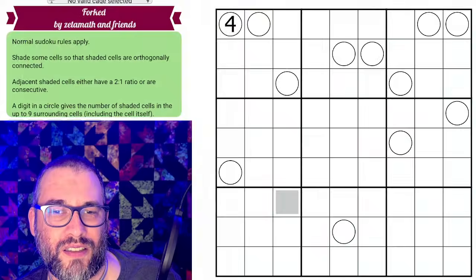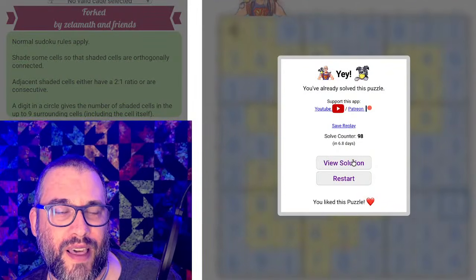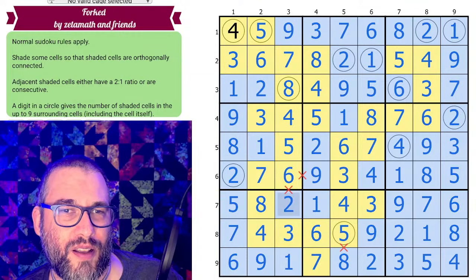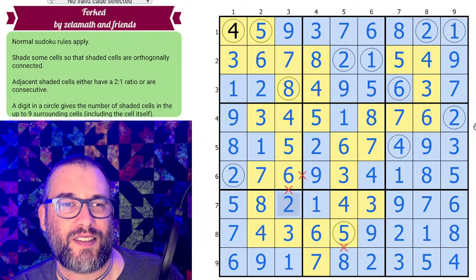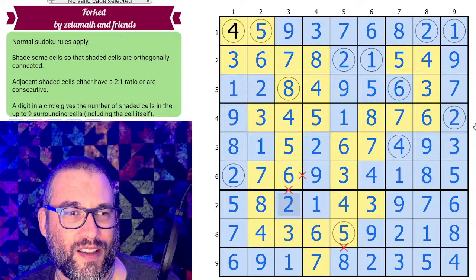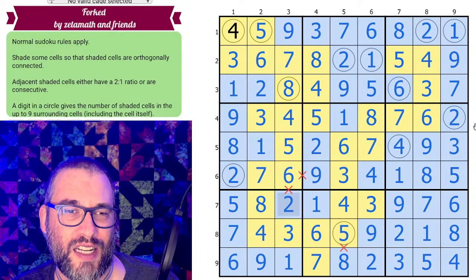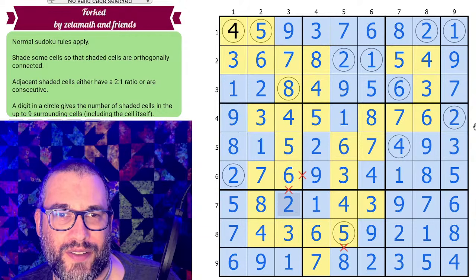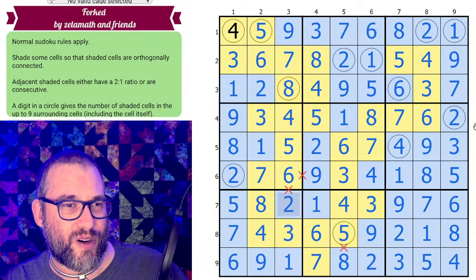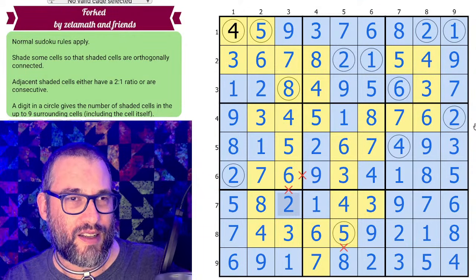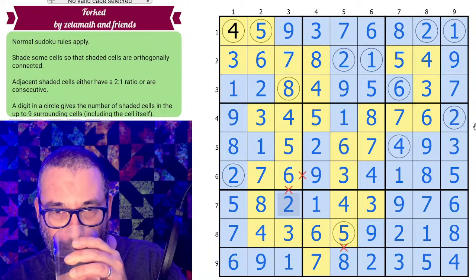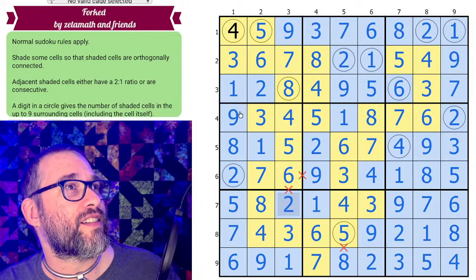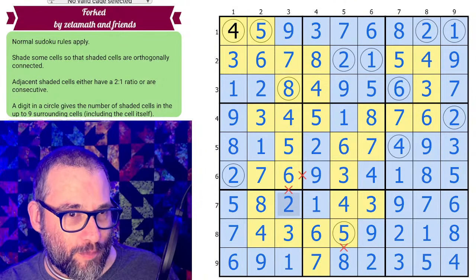Oh, I reloaded the puzzle and then the mark button came up. But yeah, great puzzle. Thanks to zetamath and Stream for setting it. I'm going to let zetamath get on with his Sunday and find some other puzzles to do.